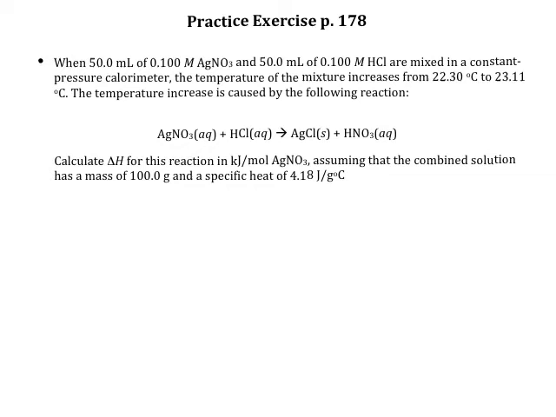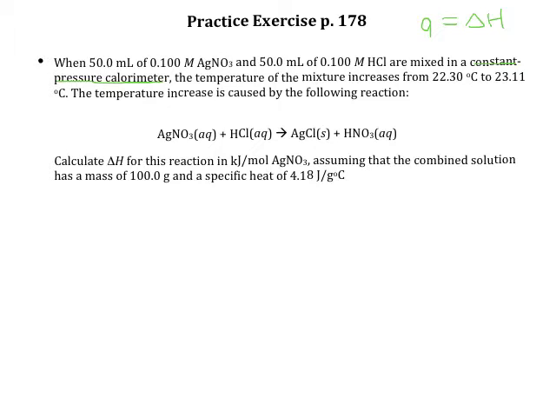This is a practice exercise from page 178 in the textbook. We're dealing with a constant pressure, or what is sometimes called a coffee cup calorimeter. So a constant pressure calorimeter puts us in the unique situation where Q equals delta H. That is, the heat absorbed or released in the reaction tells us the enthalpy change of the reaction as well.